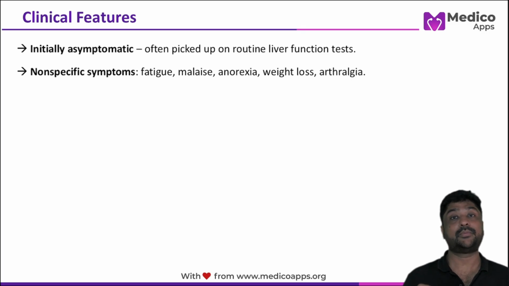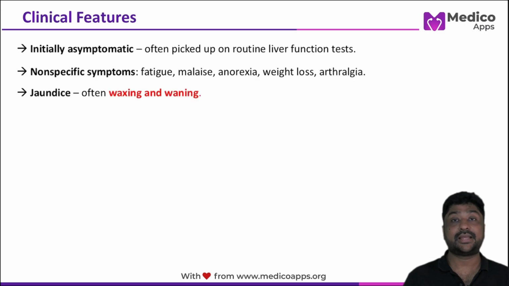Patients may later present with non-specific symptoms such as fatigue, malaise, anorexia, weight loss, and arthralgia. Notice that these are very vague features and can mimic many other conditions. That's why early liver disease often gets missed unless there's a high index of suspicion. The most striking clinical sign is jaundice, but here it tends to be waxing and waning. This fluctuation is a classic description and often seen in chronic liver conditions. For exams, always remember that intermittent jaundice should raise suspicion of chronic hepatitis.